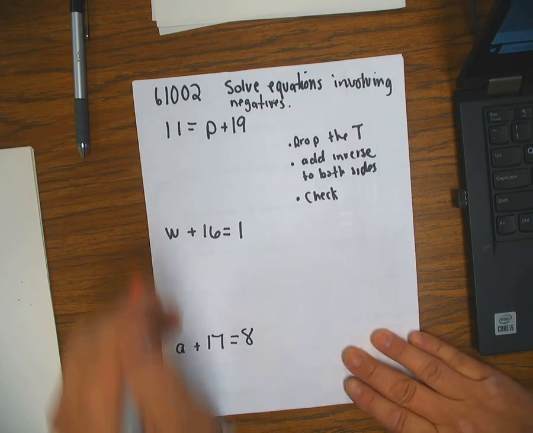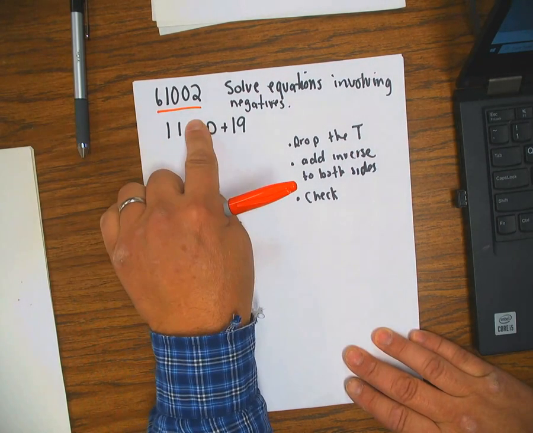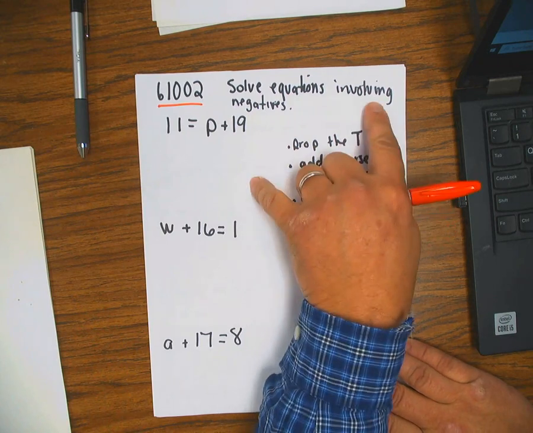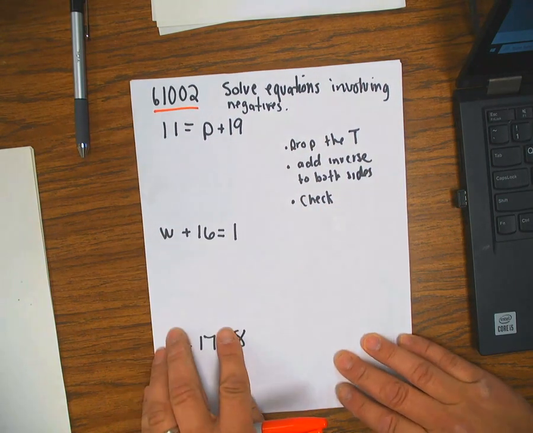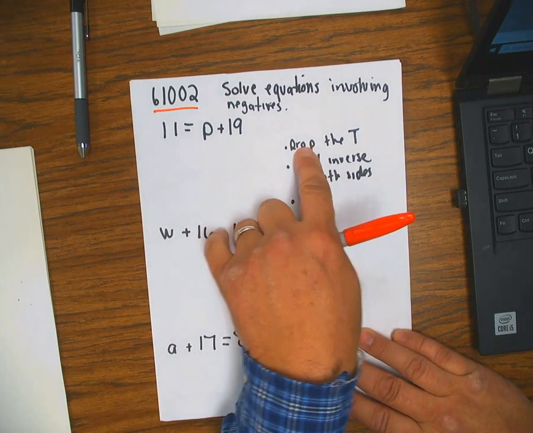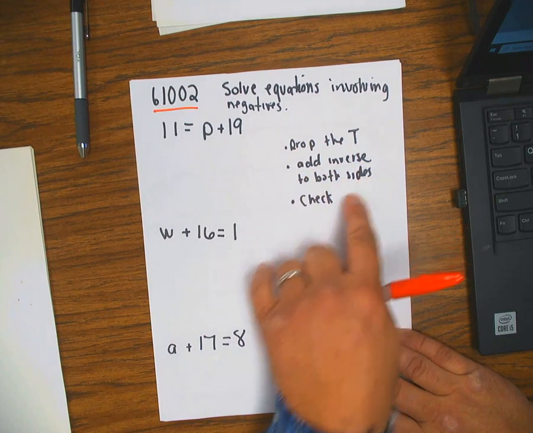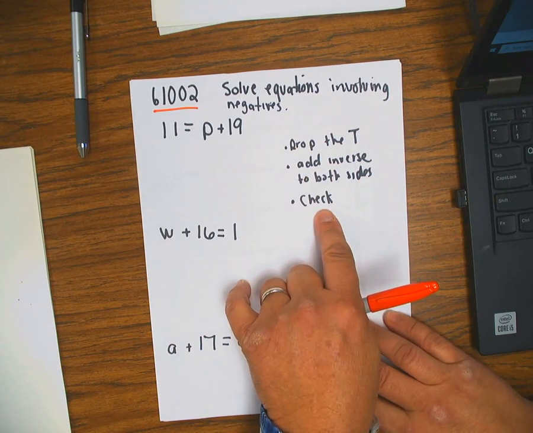Okay, this morning I'm going to run through a series of solving equations involving negatives. These are using your integer skills. So the basic steps are drop the t, add the inverse to both sides, and then check. So here's what they mean.